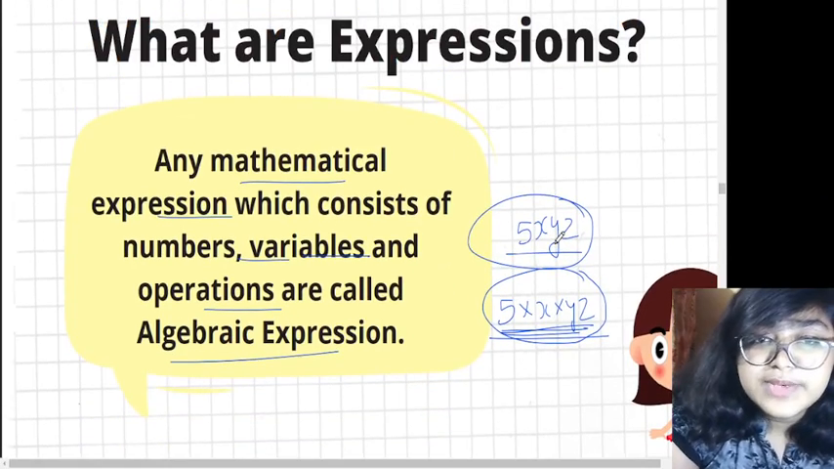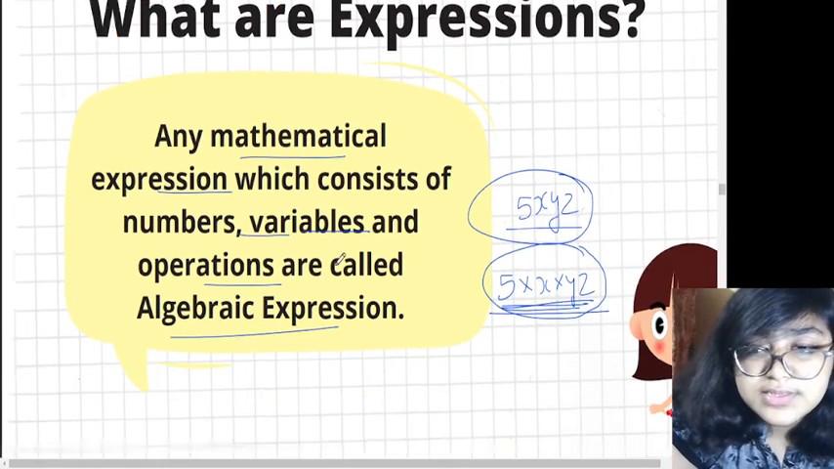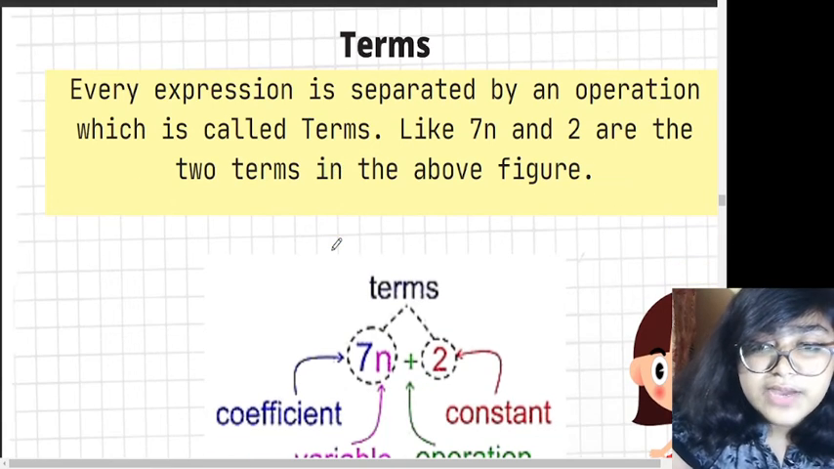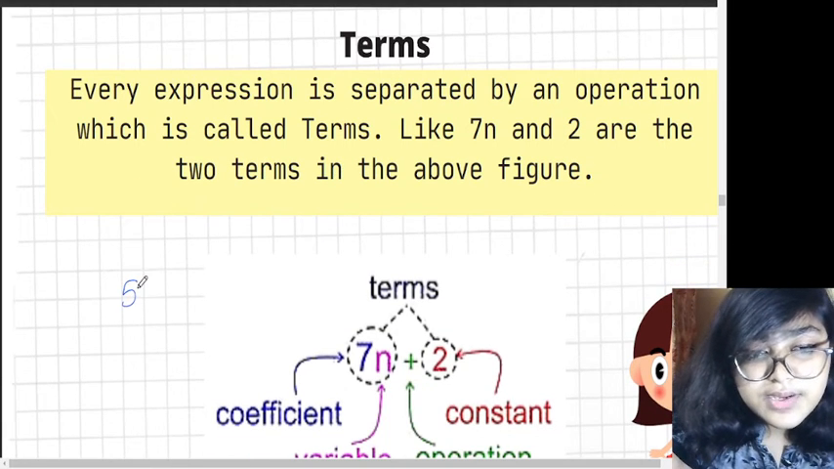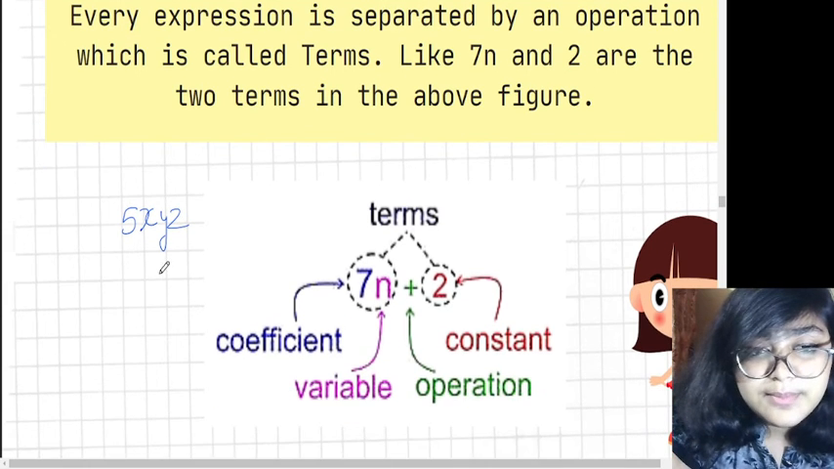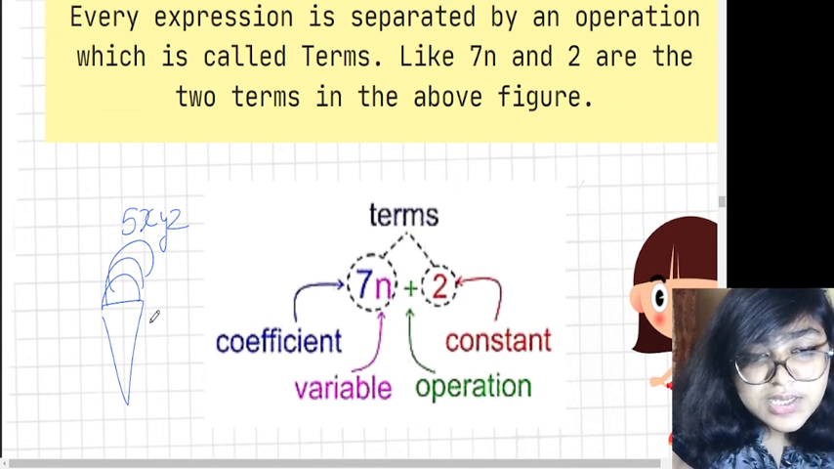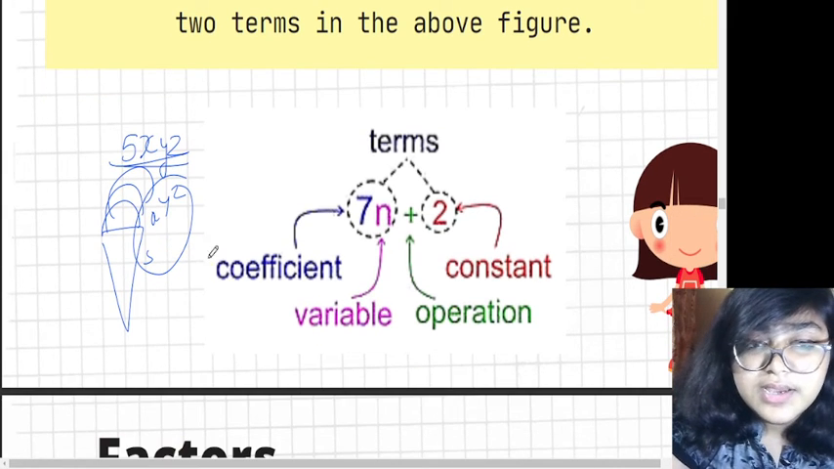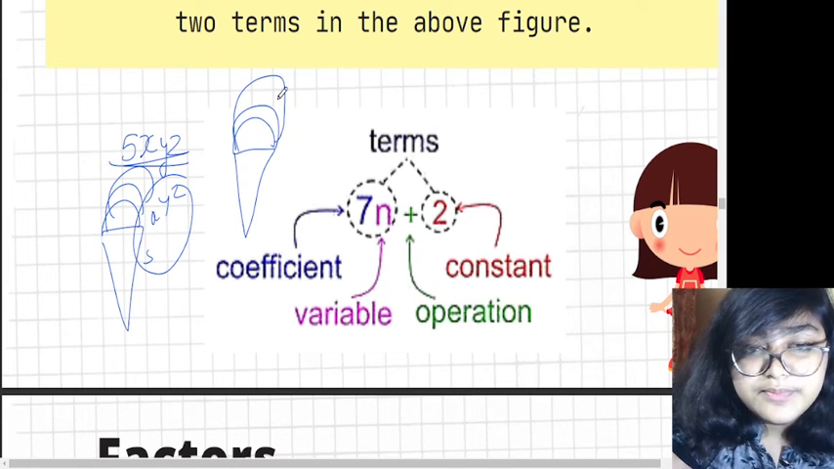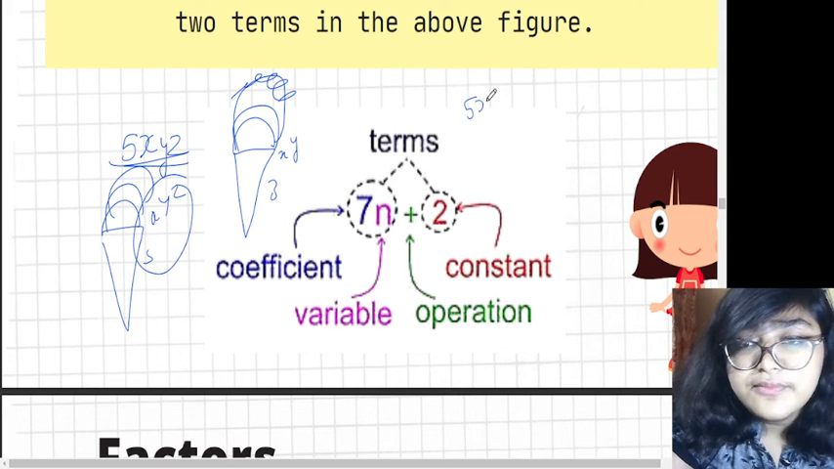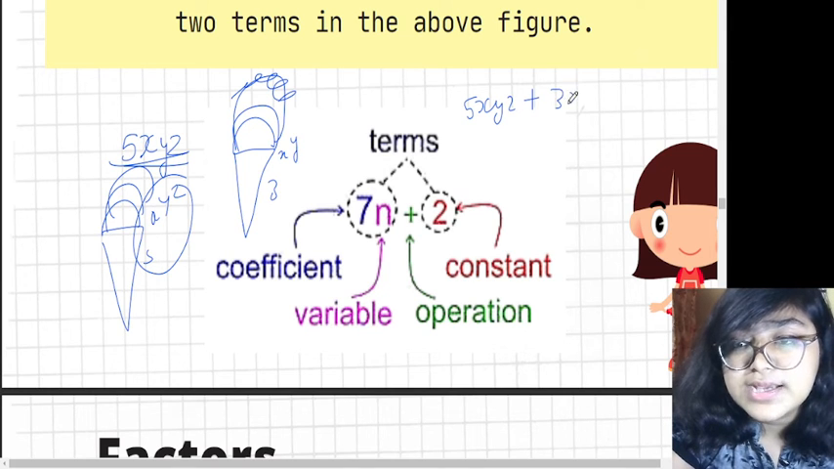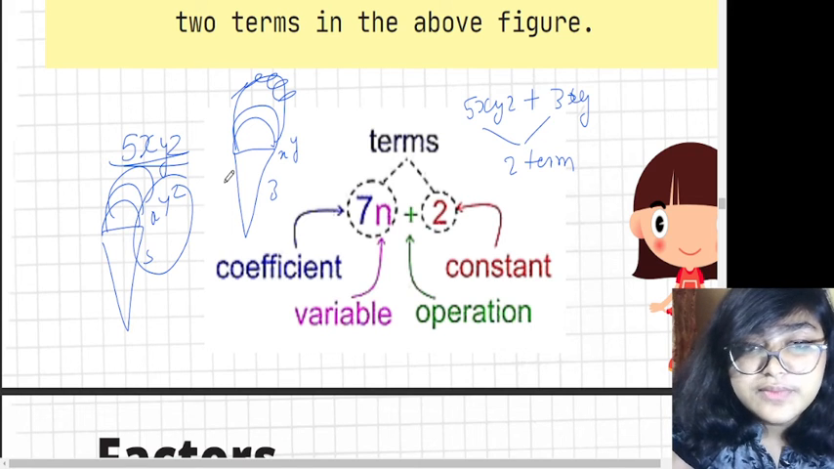So what are expressions? Any mathematical expressions consist of numbers, as we have discussed earlier, and terms, which we have also discussed. In the ice cream example, you have seen the ice cream has 3 scoops, which is 5xyz. Now this is a term. Now suppose you are really hungry and you wanted to eat some more ice cream. Say you have bought one more ice cream which has only 2 scoops, let's say 3xy. Now you had 5xyz earlier and now you have 3xy. So these are two terms, because you have two different ice creams.